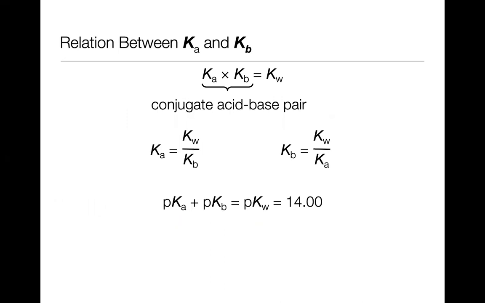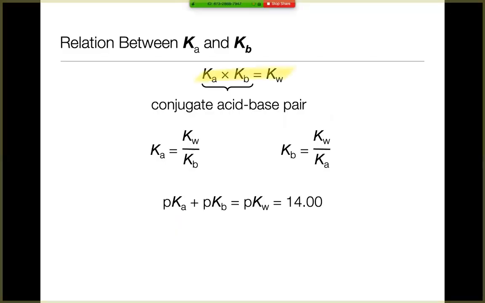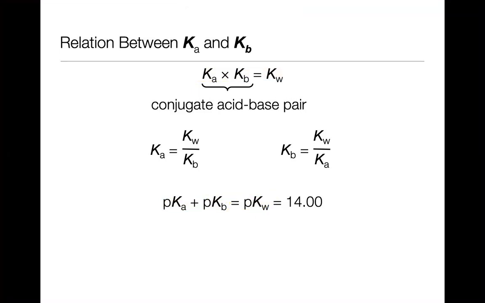So all I have on this slide is just a summary of the equation. I'll give you both. You'll have this equation. You can also multiply everything by p, the negative log. In that case, again, log rules. What might be confusing is that when you apply logs to multiplication, they become addition. So that's why when it's written without p, you see Ka times Kb. When you have applied the p, it's pKa plus pKb equals pKw. So whichever you're more comfortable with, you're more than welcome to use.